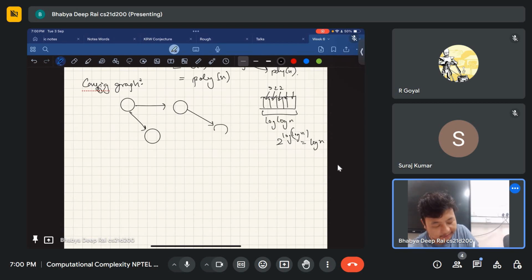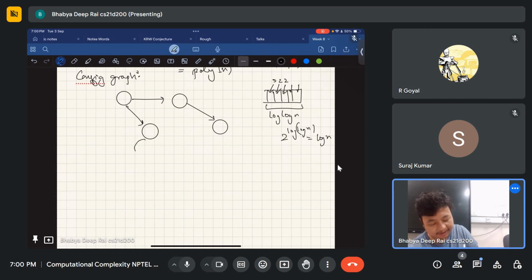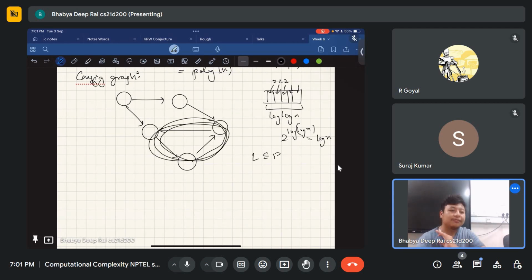We know that a similar kind of technique was used to show that L is contained in P, remember? But to show L is contained in P, we had the observation that you cannot have cycles. You cannot have directed cycles. Something like this was not allowed in the configuration graph, because if you had this, then you are locked in this loop forever and your machine will never halt. And since we are talking about an L machine, it is decidable, so it should be halting.